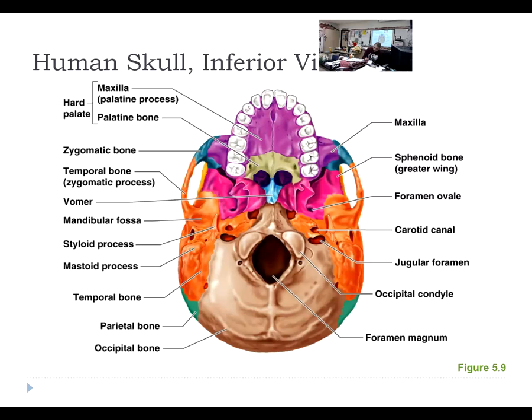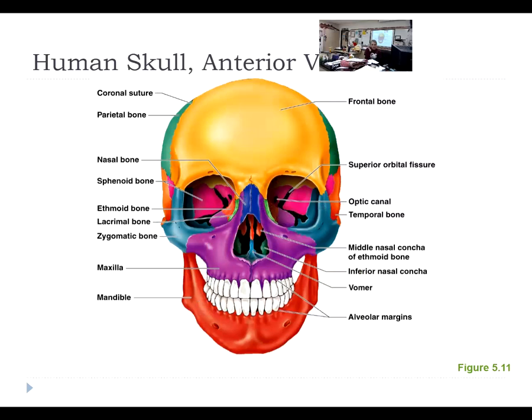Styloid process, again, it's really hard to see on this picture, so I wouldn't ask that one just on this picture for sure. Mastoid process, temporal bone, parietal bone, occipital bone, learned all those. Foramen magnum. Let's see, I think that's it. And then the sphenoid bone, of course, is the wing-shaped one. Okay, very good. So those are the skull bones.